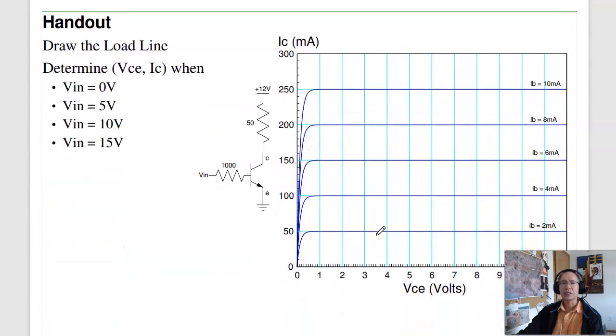So here's the handout again. For this circuit, draw the load line and mark the operating point when Vn is 0 volts, 5 volts, 10 volts, and 15 volts. Let's pause the video, let you do that.